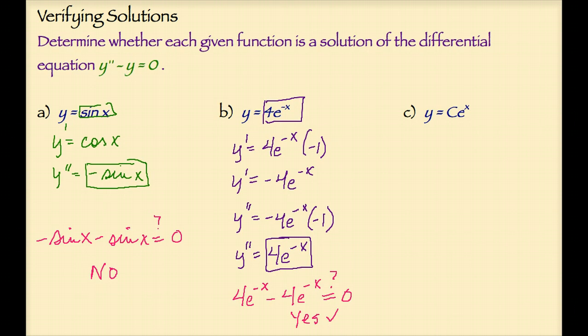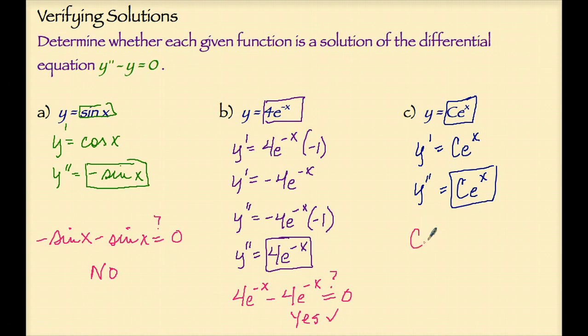Now let's try the third one. y equals c e to the x, where c is representing any constant. The first derivative then, y prime, will be c e to the x. The second derivative, y double prime, will also be c e to the x. We'll need the second derivative and the original function in order to determine if this is a solution for the differential equation we've been given.